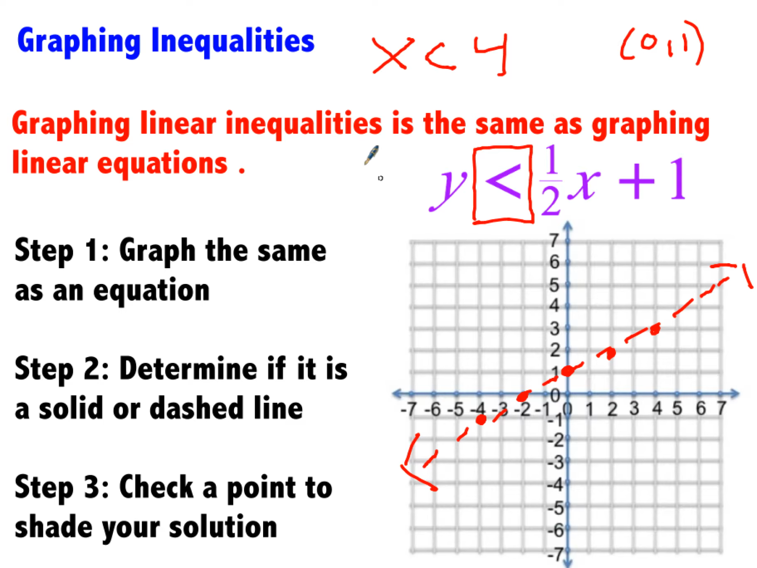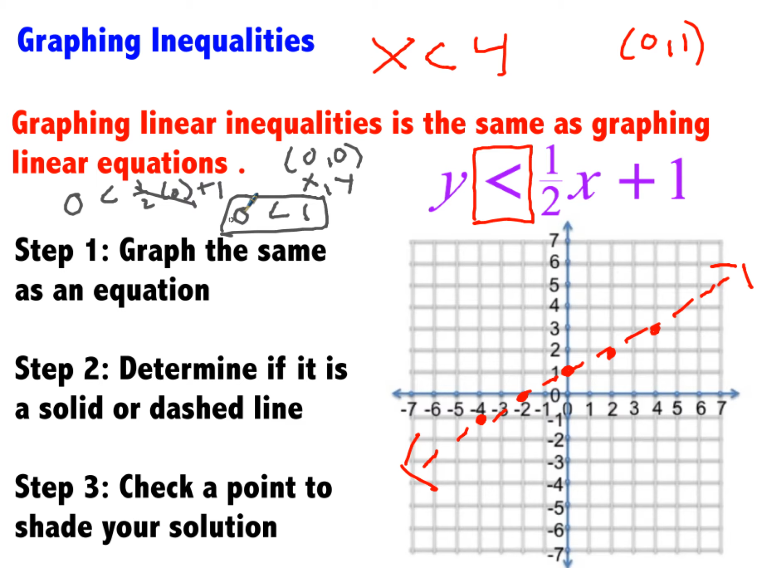So if I plug in the point 0, 0 for my x and my y, I'm going to be able to determine if that makes the inequality true. So here's what I mean by that. If I plug it in, 0 is less than 1/2 times 0 plus 1. Well, this goes away. So I just get 0 is less than 1. And I need to ask myself, is this a true statement? Is 0 less than 1? And it is.